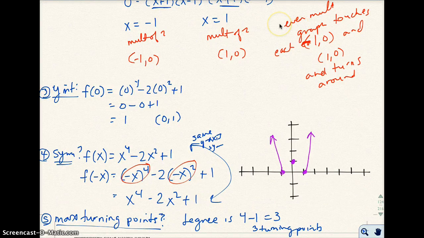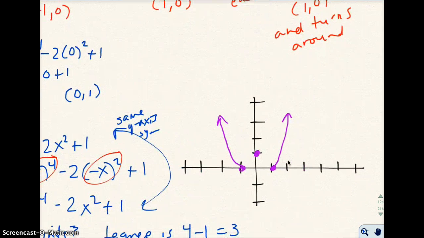At these zeros, we talked about a multiplicity of 2. So at these zeros, even multiplicity, the graph touches each 0 and then turns around. If the graph is touching this, it doesn't go through it, it turns around. So it comes back up to this y-intercept. And same thing with this 0, it touches and turns around, so it should come back up here. And that's the sketch of my graph.